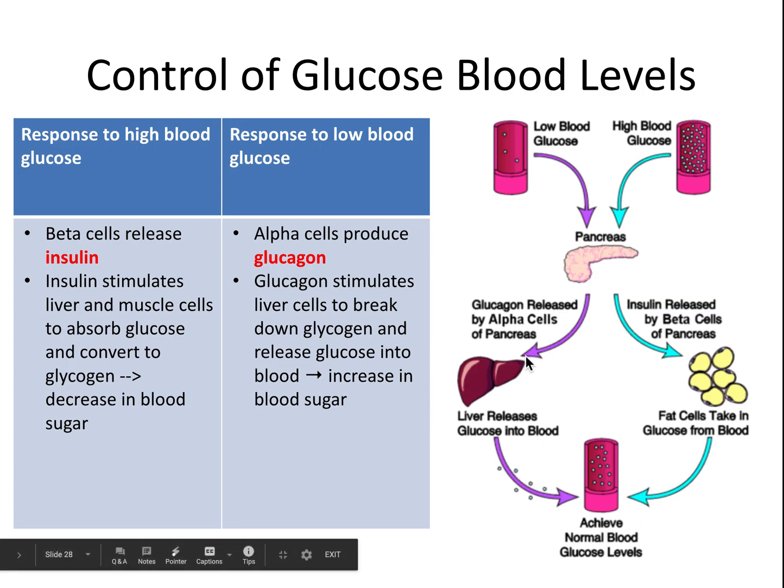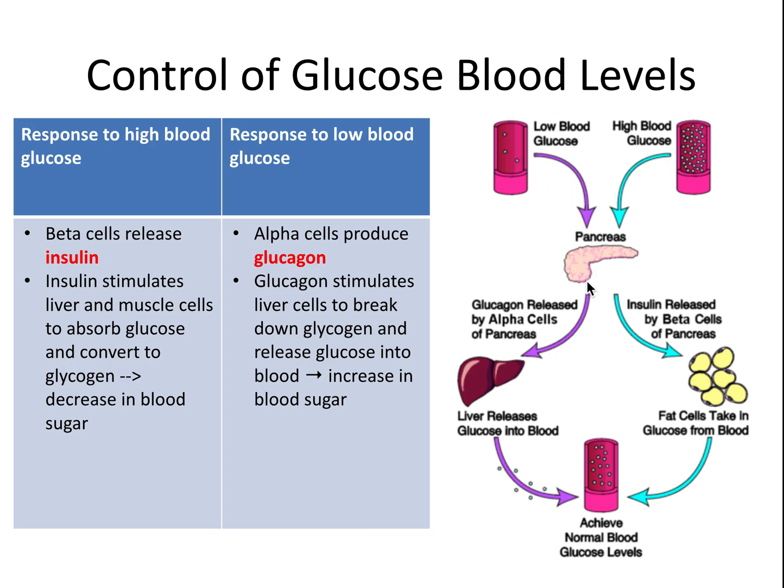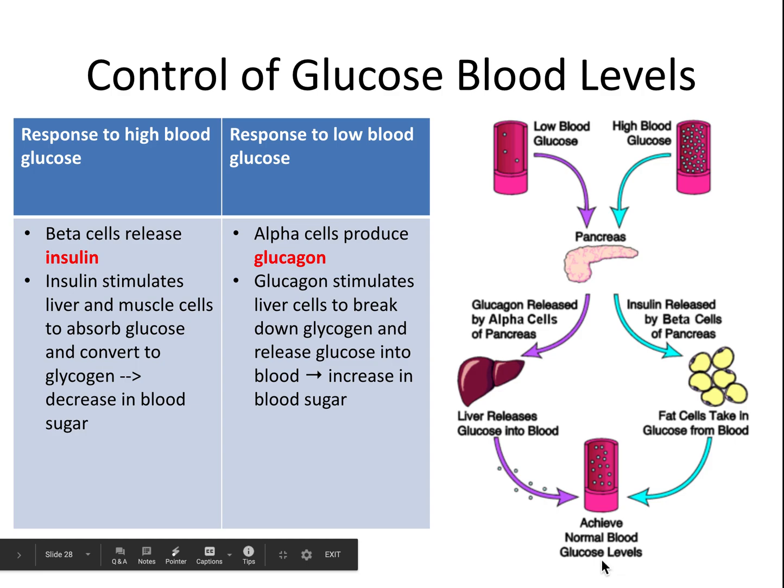So here are some pictures of an example. This pathway is showing you if you have low blood glucose. If you have low sugar levels, the pancreas will tell the alpha cells to release glucagon. The liver will then release glucose into the blood, which will then achieve normal blood glucose levels because you needed more glucose.